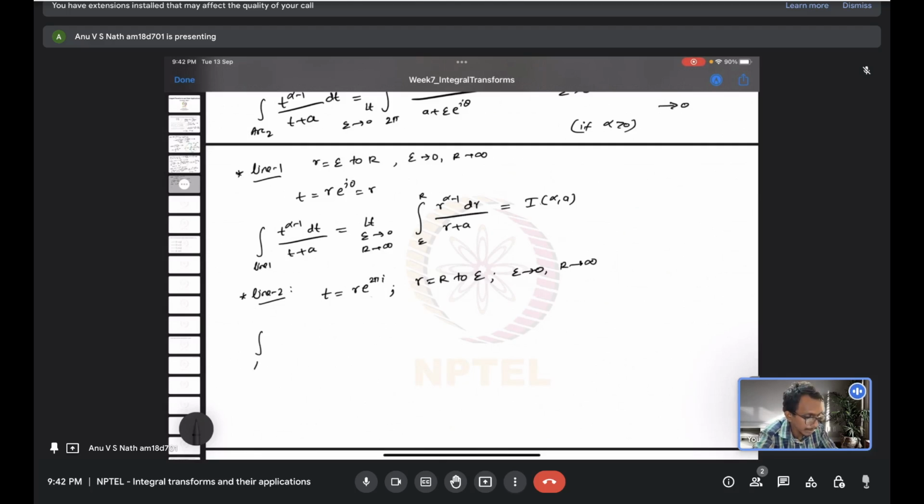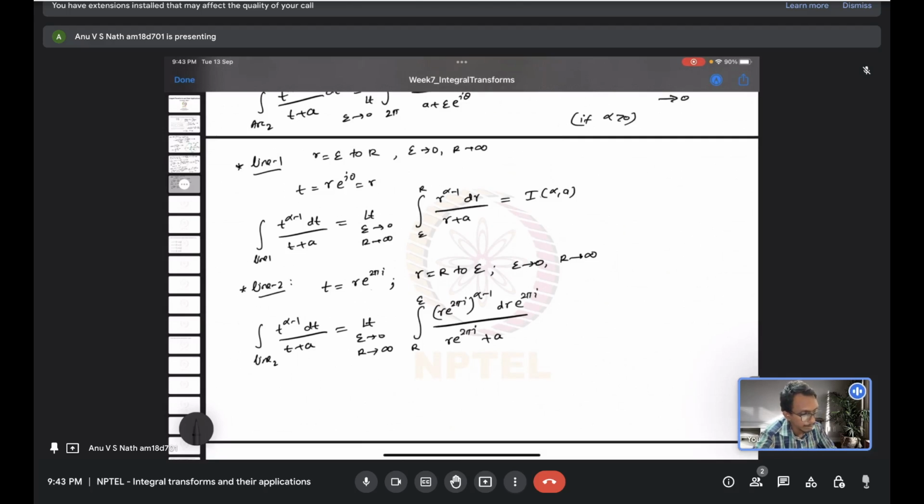So if you perform the integral along line 2, t raised to alpha minus 1 dt divided by t plus a, basically with epsilon tending to 0 and capital R tending to infinity. Now the integral is from, okay, let me put the limits later. So first of all, t is r e raised to 2 pi i, the whole raised to alpha minus 1. Then dt, which is dr e raised to 2 pi i, the whole divided by t plus a, which is r e raised to 2 pi i plus a. Now r is going from capital R to small epsilon.